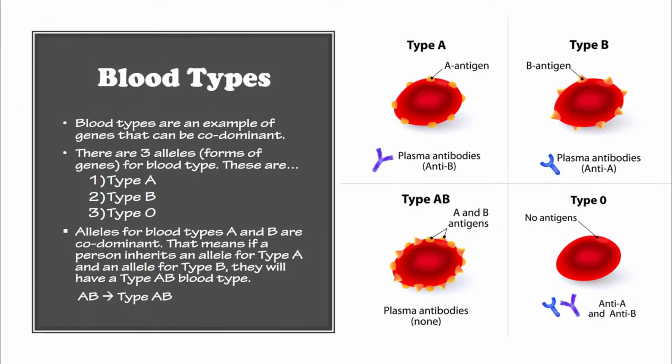Blood types. Blood types are an example of genes that can be codominant. There are 3 alleles or forms of genes for blood type. These are type A, type B, and type O. Alleles for blood types A and B are codominant. That means if a person inherits an allele for type A and an allele for type B, they will have a blood type of AB.